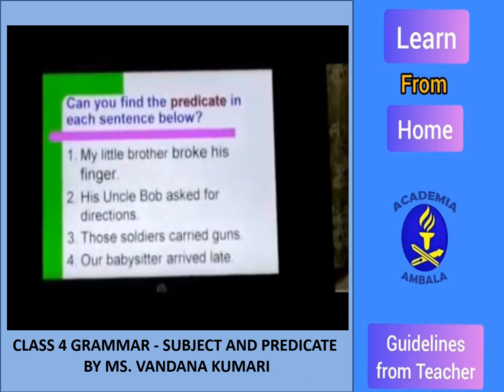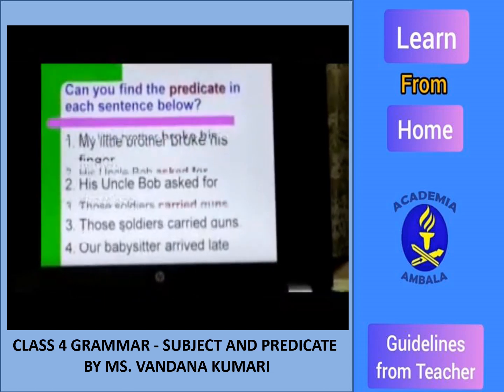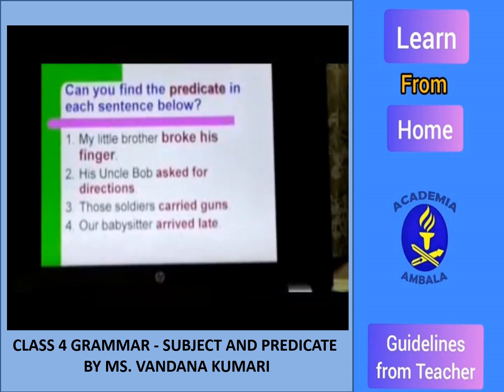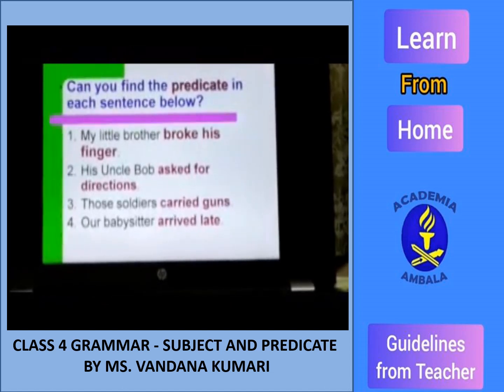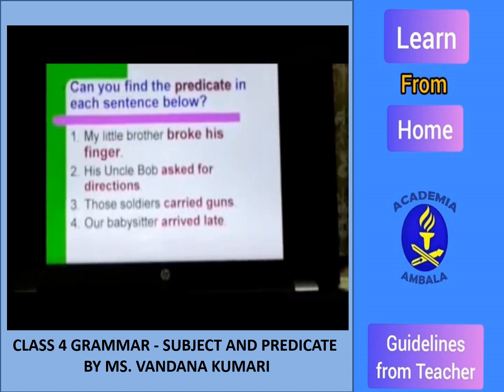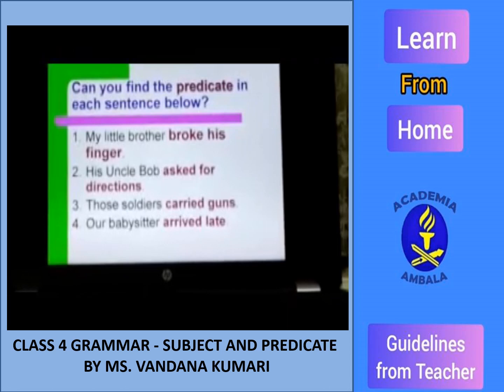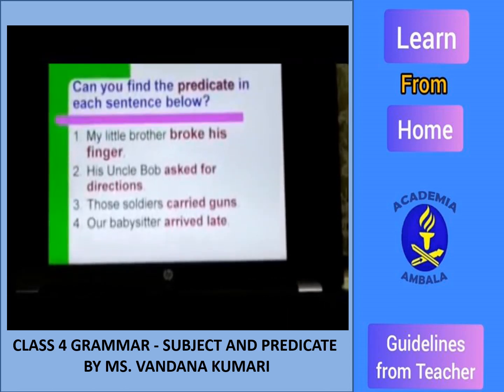Can you find the predicate in each sentence below? These are the same sentences you have read earlier. In the previous one, you found the subject. In these sentences, the rest of the words are the predicates. My little brother broke his finger. You can see here the pink words. These are the predicate.